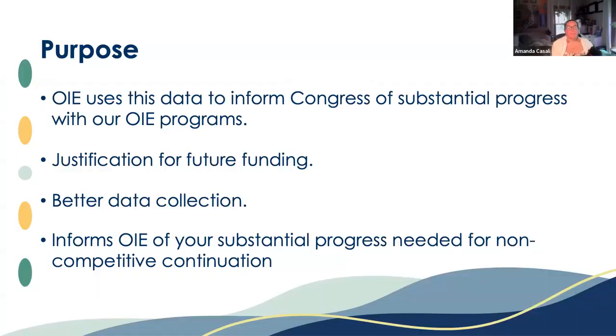Okay, so just wanted to go over the purpose. Every year we're required to report to Congress on the progress of our programs. We just use your data to inform that report. The report is also used to request future funding from Congress and provides the justification that's needed. Every year, OIE discretionary team has made great efforts to improve the quality of our APR data. You have all done a great job in ensuring your program and project goals and objectives are effectively reported.